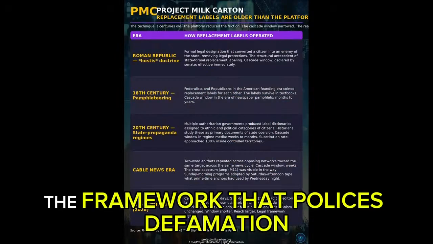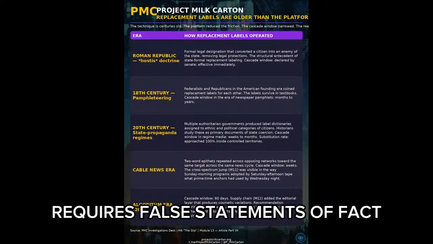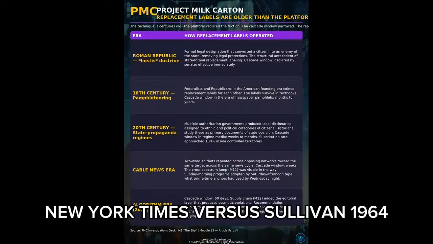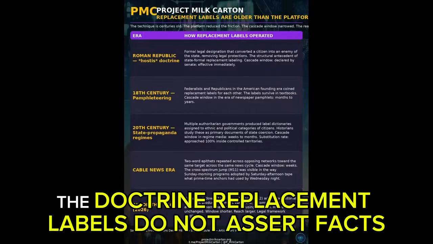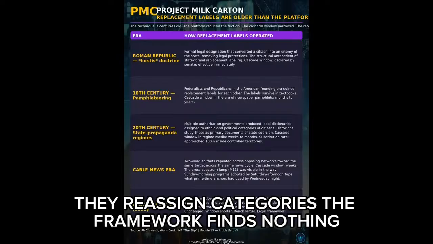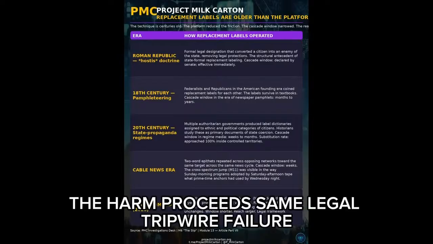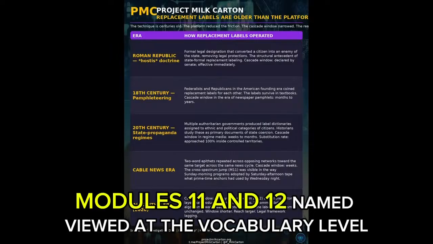The framework that polices defamation requires false statements of fact. New York Times versus Sullivan, 1964. The doctrine. Replacement labels do not assert facts. They reassign categories. The framework finds nothing. The harm proceeds. Same legal tripwire failure. Modules 11 and 12 named, viewed at the vocabulary level.